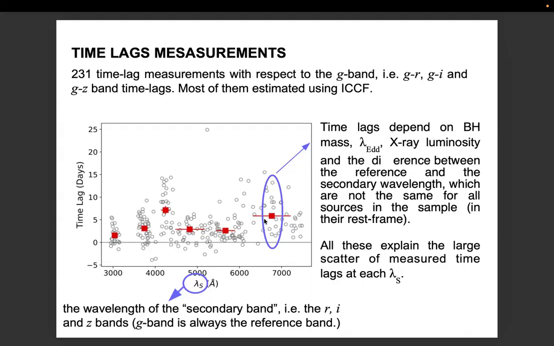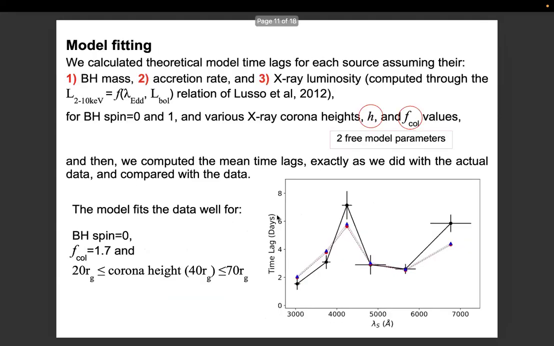But there is also a very large range in time lags because time lags still depend on black hole mass, accretion rates, and X-ray luminosity. And the sources have different black hole masses, different accretion rates, different X-ray luminosities. So what we did is we computed average time lags in these rest frame wavelengths. And what we did was the following. We used the estimation of the black hole mass that is there in the paper. We used the estimation of the accretion rate of each source. And then we tried to estimate the X-ray luminosity.